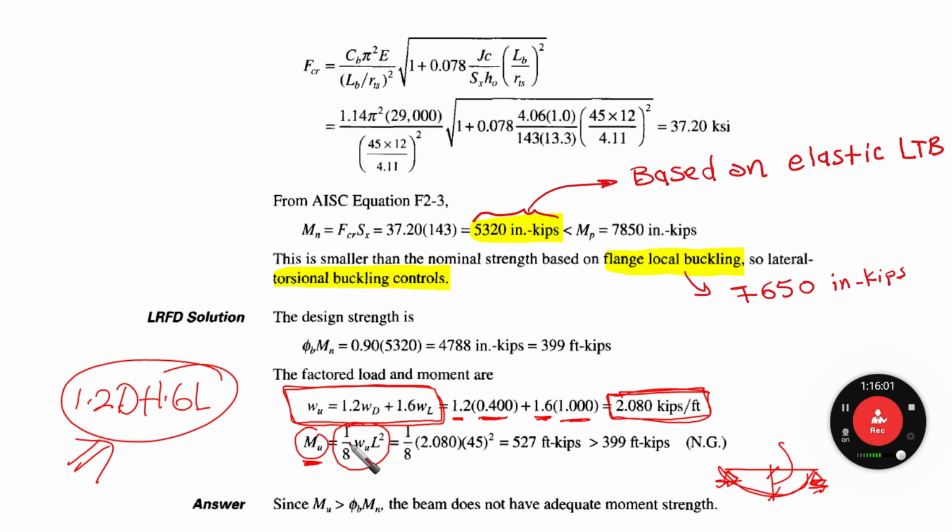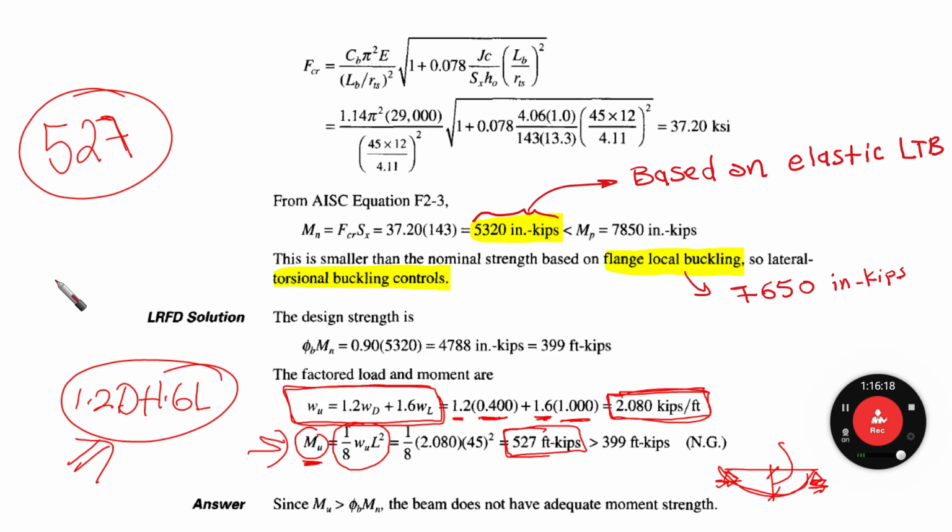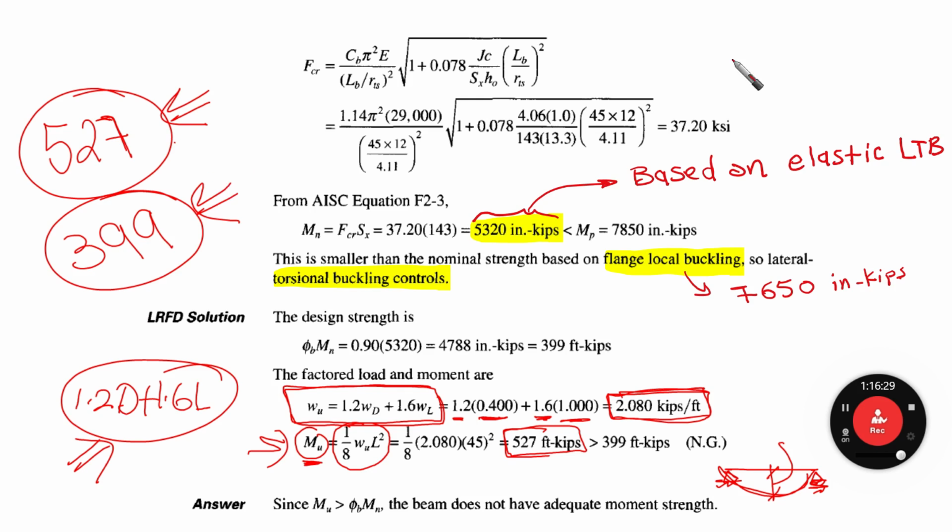This is the required moment, which is 527. So this means that our required moment is 527. However, the capacity based on lateral torsional buckling of our cross section was almost 399. So the required is larger than the capacity. This means that our cross section is not enough. We need to increase the cross section.